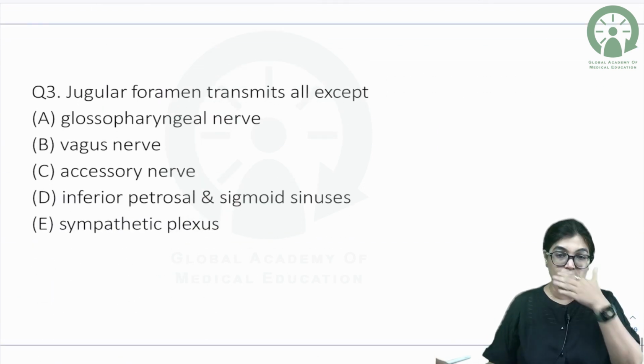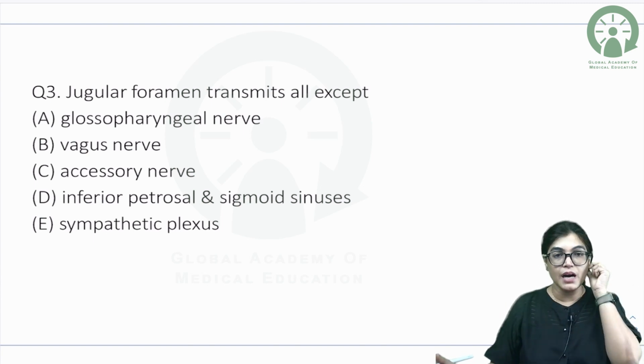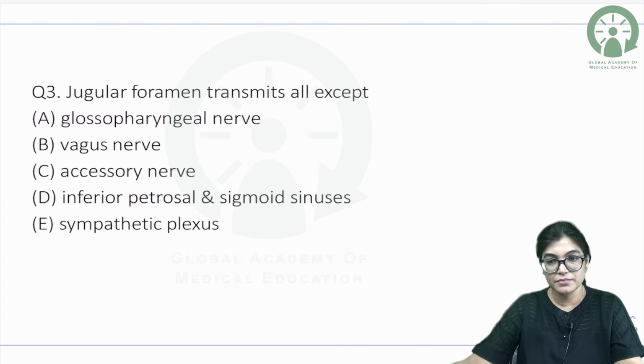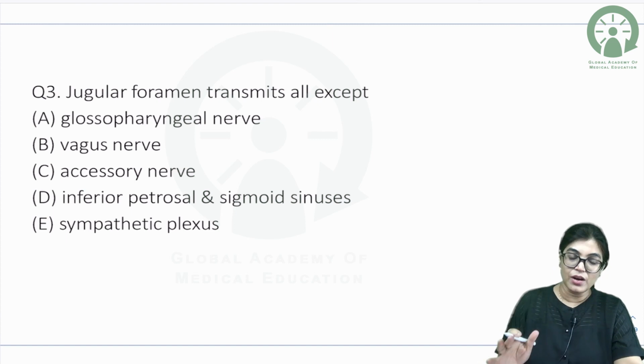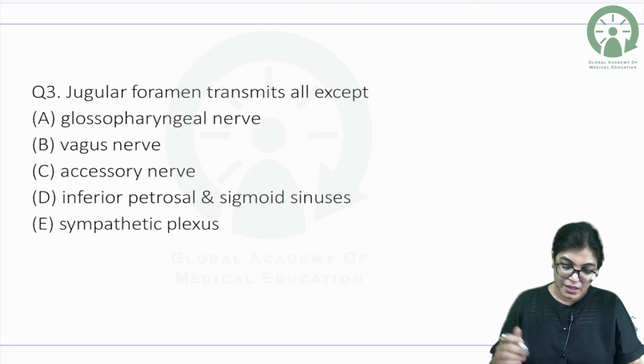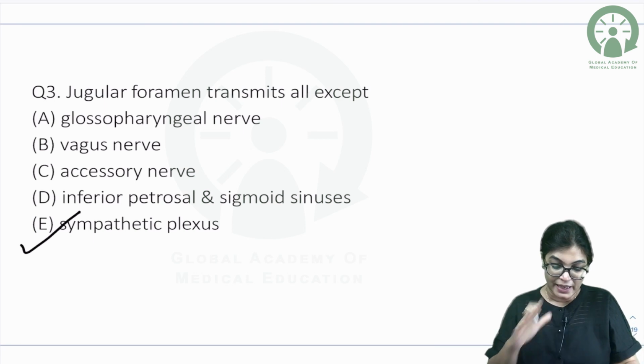Jugular foramen, which is also located in the posterior cranial fossa, transmit all of the following except, options are glossopharyngeal nerve, vagus nerve, accessory nerve, inferior petrosal sinus, sigmoid sinus, and sympathetic plexus. Question number 3, jugular foramen transmit all except. So, jugular foramen is not transmitting any kind of sympathetic plexus. So, please note down, it is not transmitting any kind of sympathetic plexus.